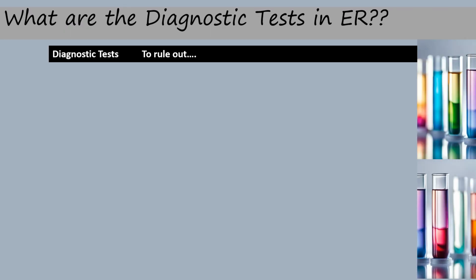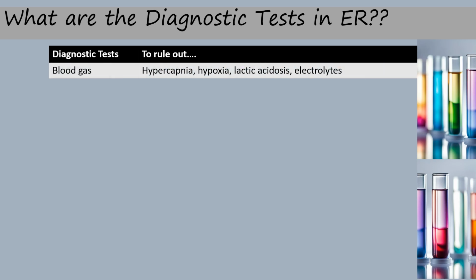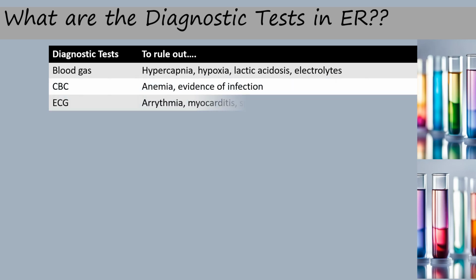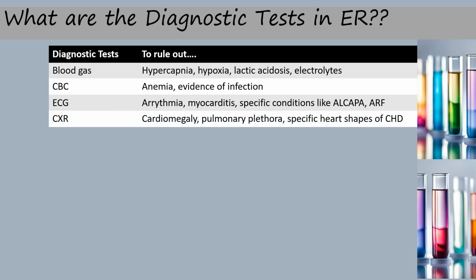So what are the emergency room diagnostic tests we need to perform in a child who is presenting with heart failure? Blood gas to rule out hypercapnia, hypoxia, lactic acidosis, and electrolytes. Complete blood count to rule out anemia and to look for any evidence of infections. ECG to rule out arrhythmia, and myocarditis in specific conditions like Al-Kappa and acute rheumatic fever. Chest x-ray to look for cardiomegaly, pulmonary plethora and specific shapes of the heart in specific types of congenital heart disease.